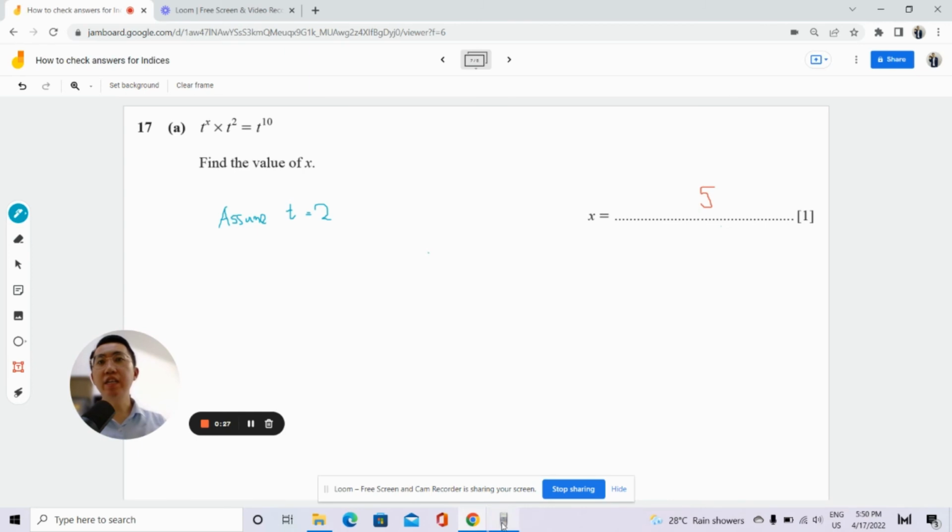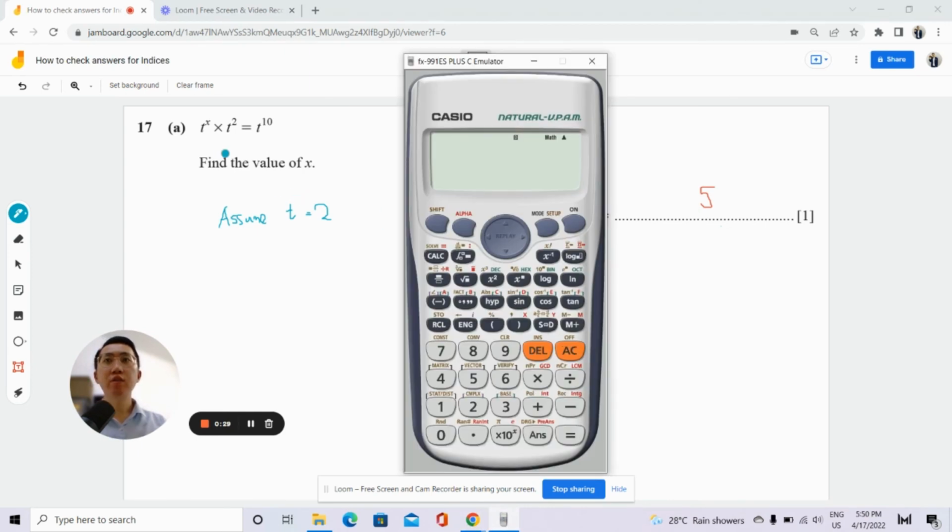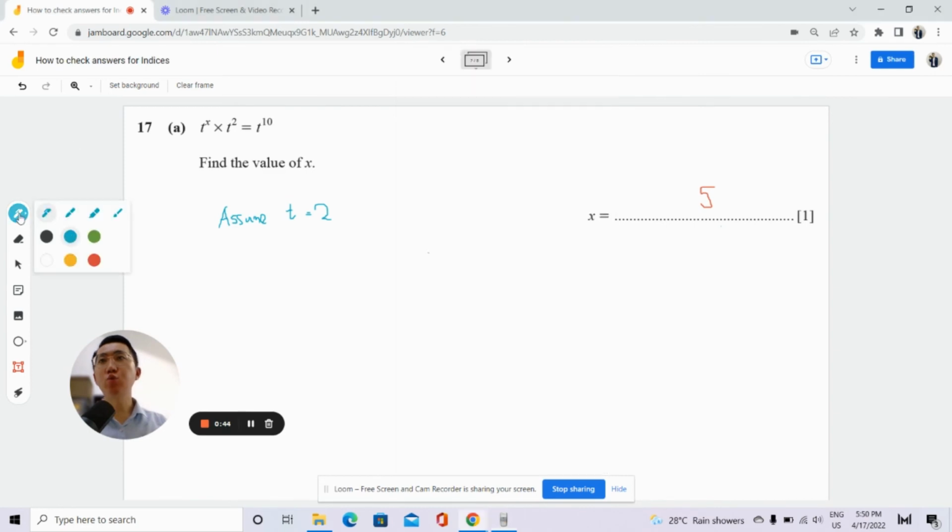So you're going to key in your calculator. So 2 to the power of 5 multiply with t squared. So t is 2, yeah, remember? So 2 squared. Let's press equal. Now the answer is 128. So I'm going to use a pencil, just write 128. So that is left hand side. Before the equal sign, left hand side is 128.